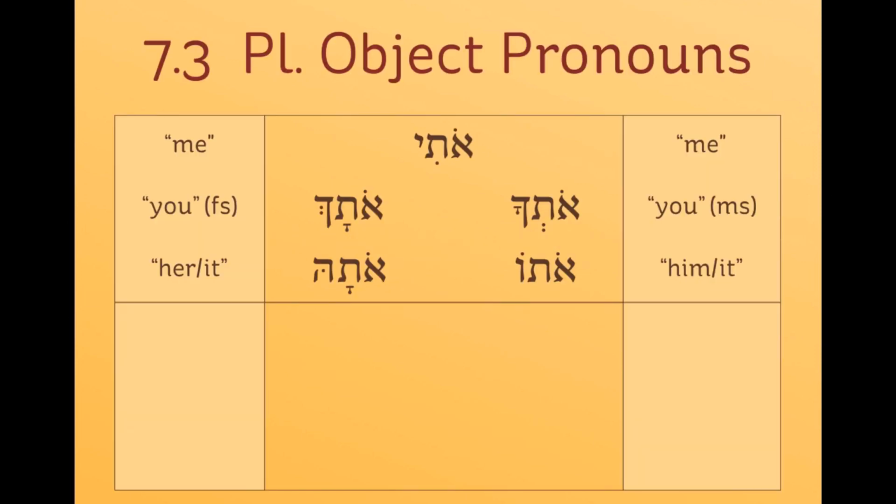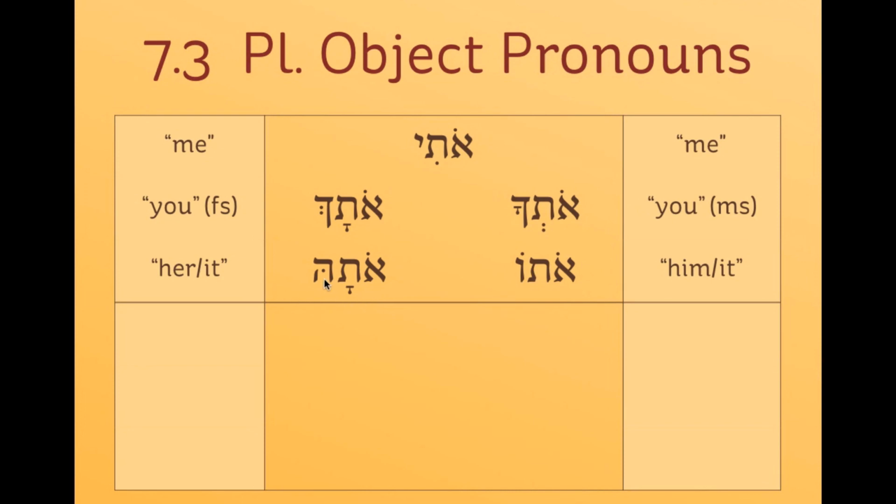Here are the singular forms that you've encountered so far. Remember, these forms function as the direct object of verbs, and how you form these is you take et, which is the definite direct object marker, and you add attached pronouns. When you do so, the E-type vowel of et becomes a cholam. So me is ot, you, a man, is otcha, you, a woman, is otach, him is oto, and her is ota.